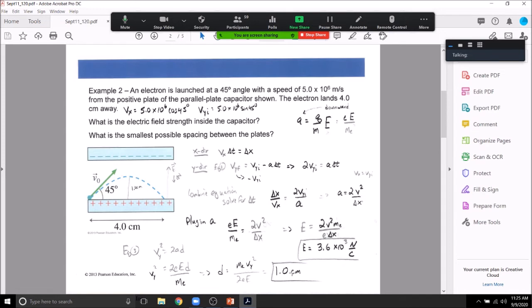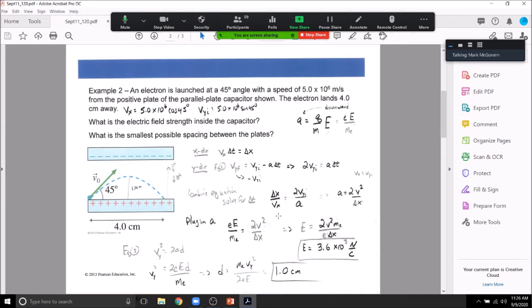So, given the problem here, it goes up 1 centimeter, comes back down. So I can make the plates closer together, as close as 1 centimeter. If I make it any closer, there's enough energy for the electron to hit the plate. Now, it doesn't change the field strength, though, right? If I move them closer together, the field does not get stronger.